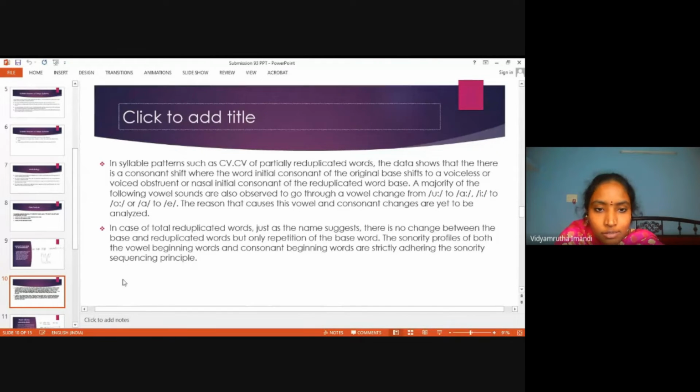And also in these kinds of syllables there is a vowel change or vowel shift seen from u to a and e to o. That kind of vowel variation has been observed. But in the total reduplicated words, since the base and the reduplicated words are exactly the same, there has been no change in the sonority profiles, and they are strictly adhering to the sonority sequencing principle.